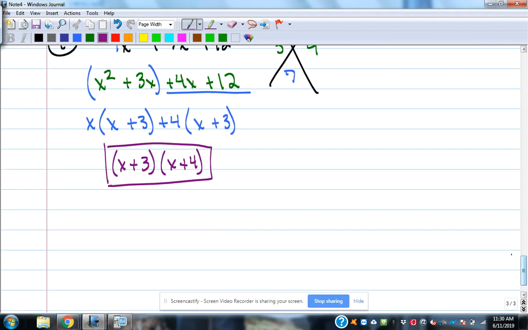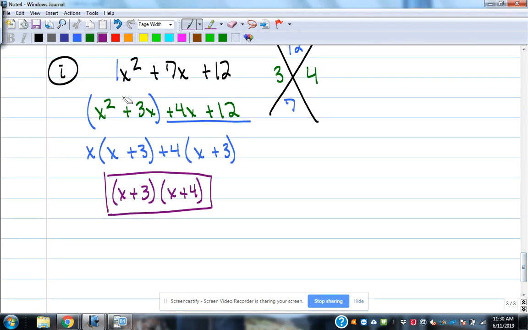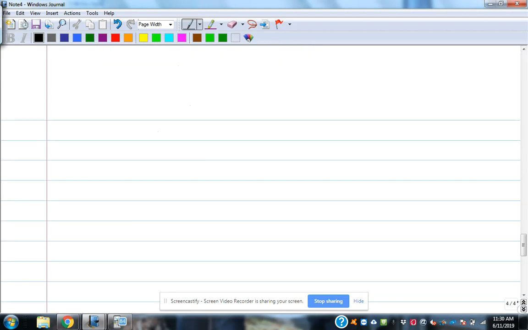With the ones that have a 1 in front of x squared, the shortcut is, hey, if you can figure out what goes in the x, the factors are going to be the same. So here we found out it's 3 and 4. Hey, it's x plus 3 and x plus 4. You can take that shortcut. We'll see that as we do several more examples. I want to show you when that can help and when it doesn't help. Okay, let's look at this problem.